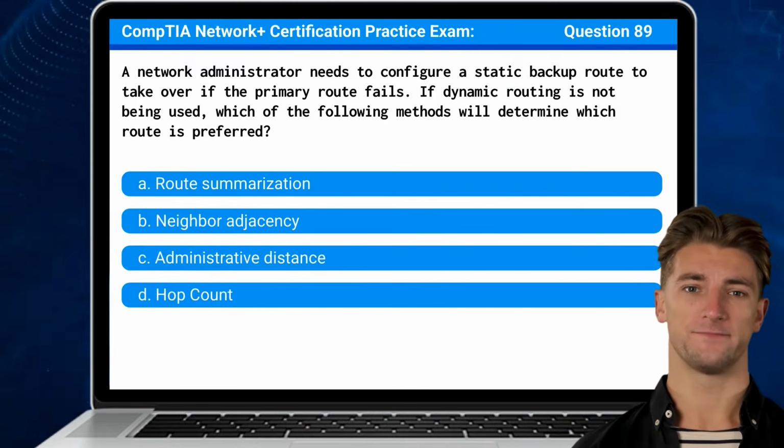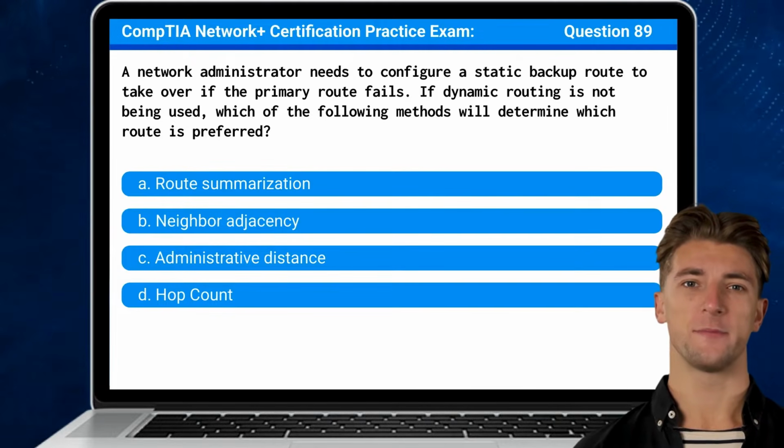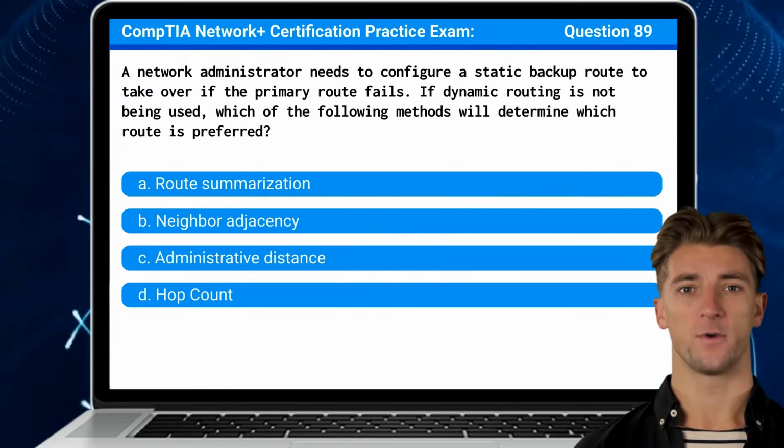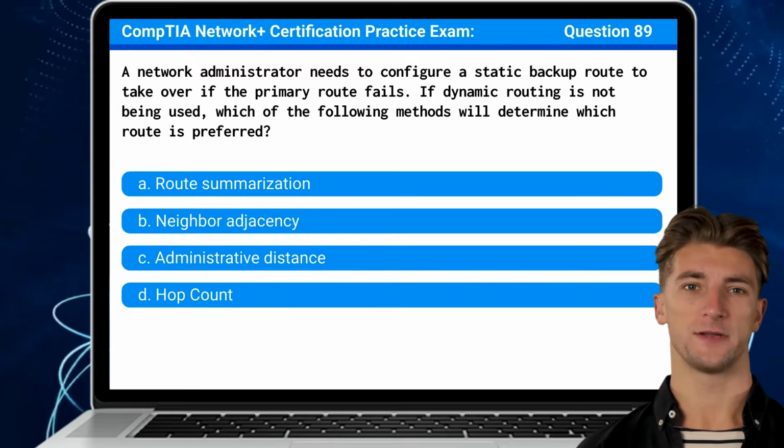Question 89. A network administrator needs to configure a static backup route to take over if the primary route fails. If dynamic routing is not being used, which of the following methods will determine which route is preferred?